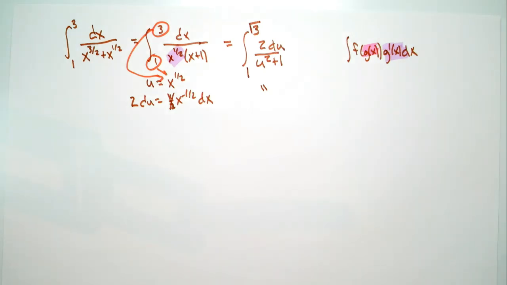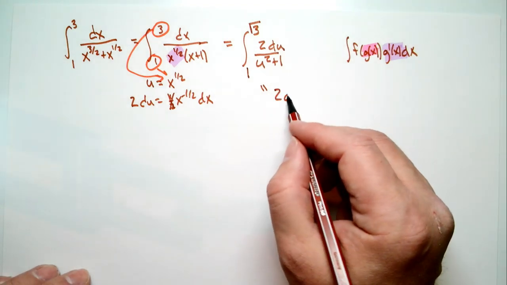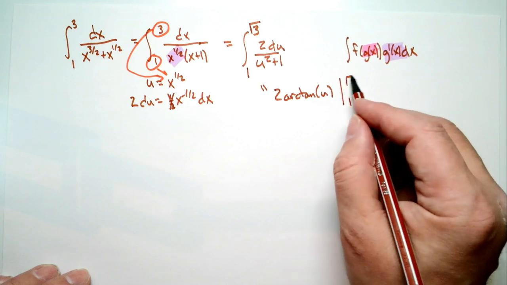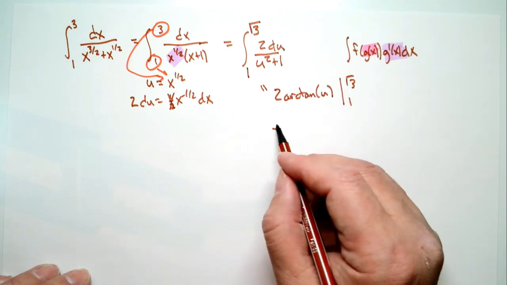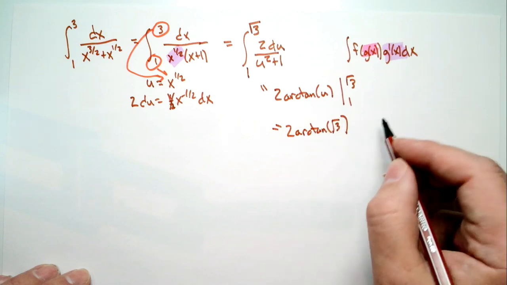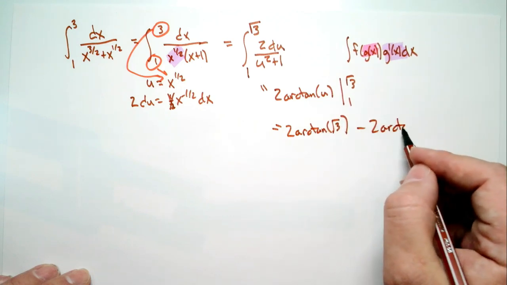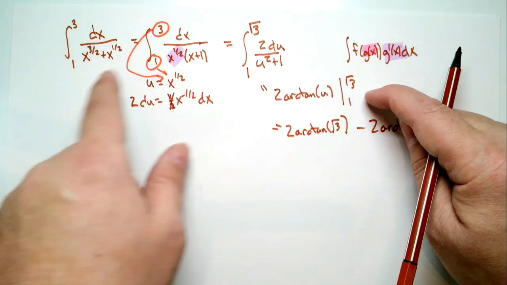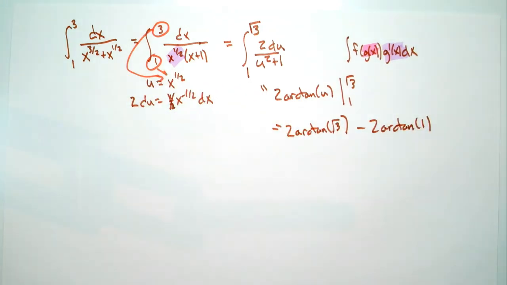So what is the integral of 2 over u squared plus 1? 2 arctangent of u, from 1 to root 3. So we're at 2 arctangent of root 3 minus 2 arctangent of 1. Notice here, I did not say, let me go back to what it was in terms of x. The nice thing about definite integrals is you always move forward. You don't have to move back. Just make sure you keep updating your bounds as you go.